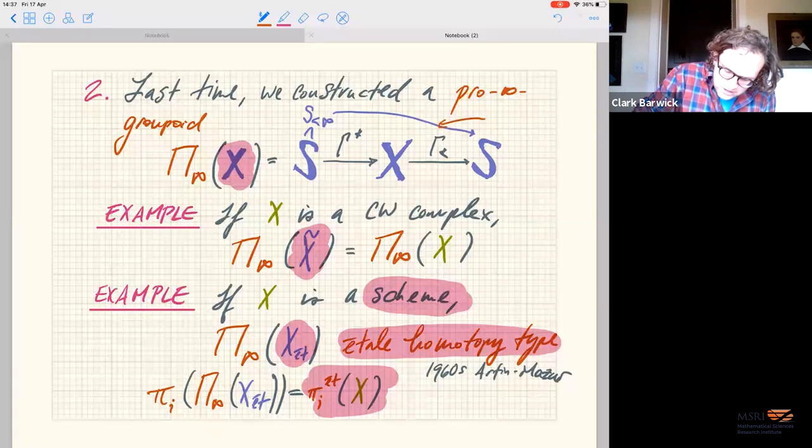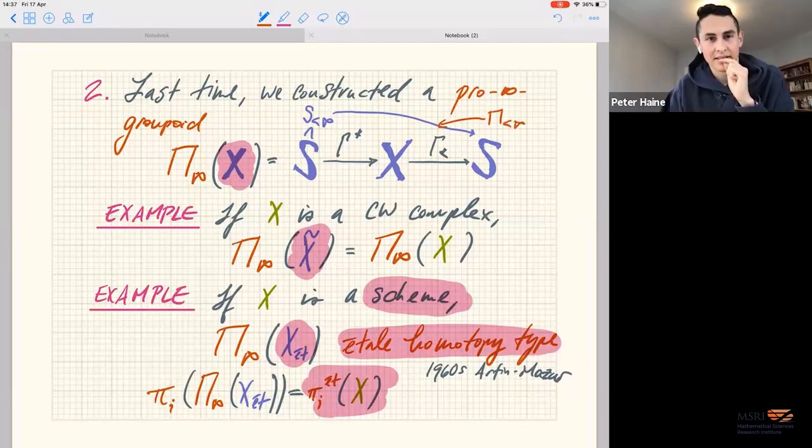Peter, I need your help here because I need to remember the right notation. Do you write this? Yeah, that's what I write. Okay, so Peter writes this, so I will too.